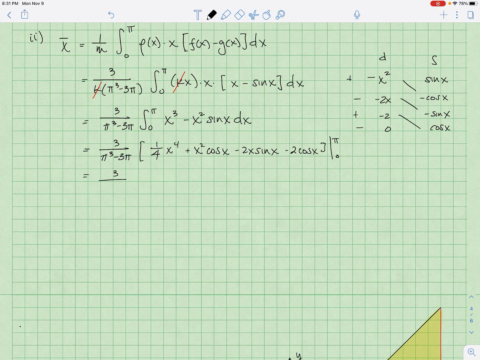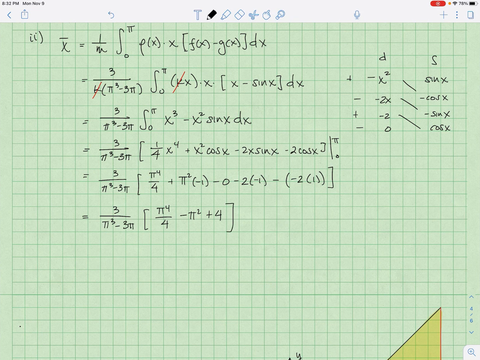So this will be 3 over pi cubed minus 3 pi times the quantity pi to the 4th over 4 plus pi squared times negative 1. The sine of pi is 0, so that term will be 0, and then minus 2 times negative 1. And when we plug in 0, the first 3 terms are all 0 because of that factor of x, and then we'll get a minus 2 times 1. And this will become 3 over pi cubed minus 3 pi times pi to the 4th over 4 minus pi squared plus 4.